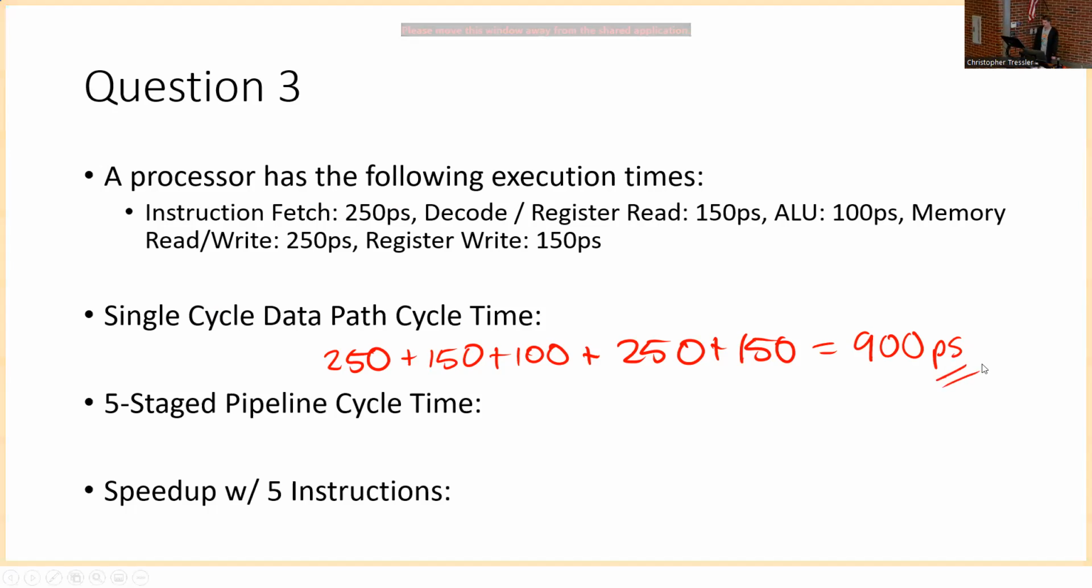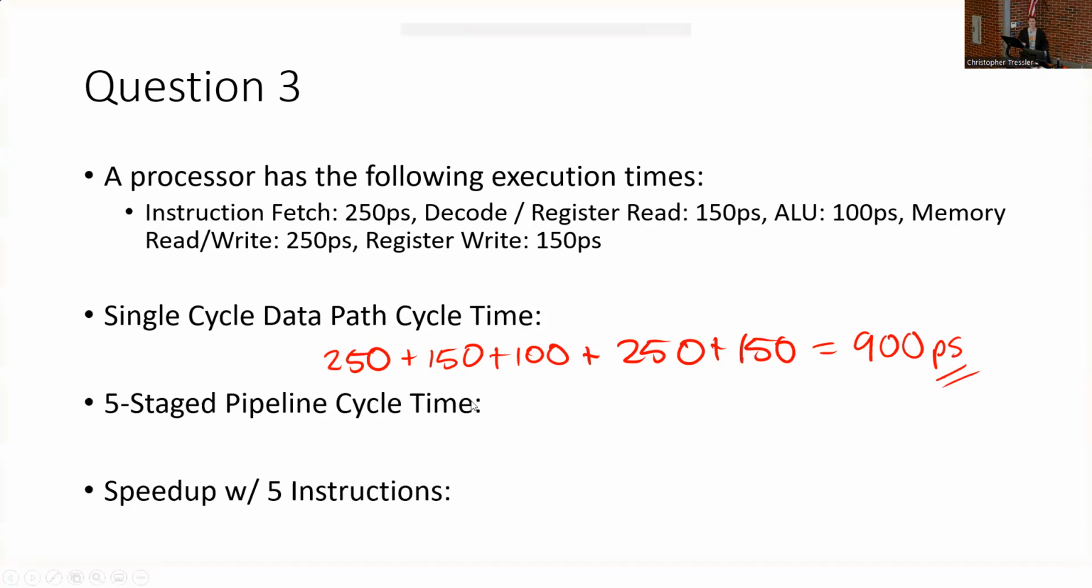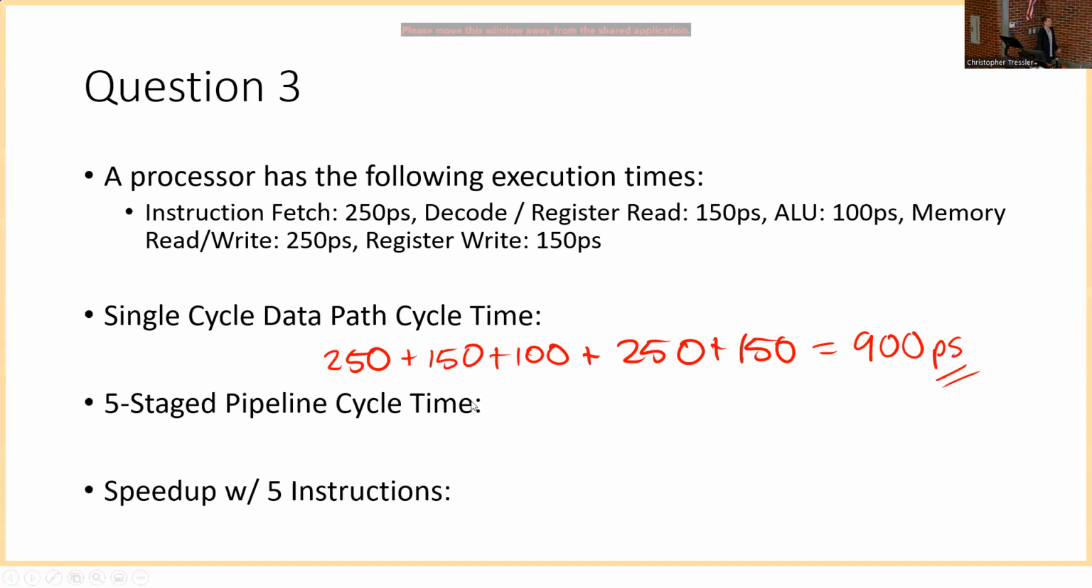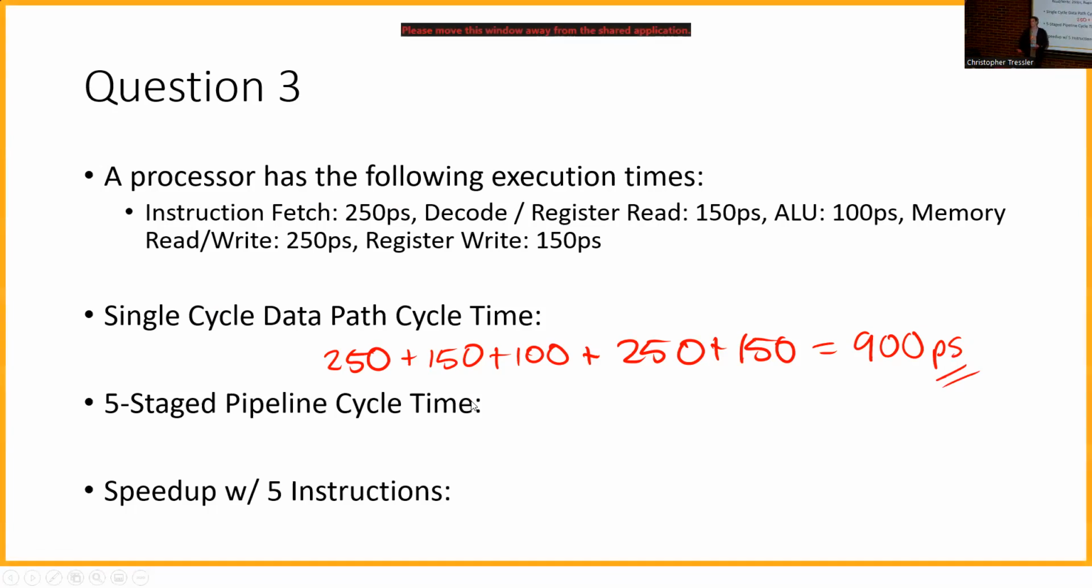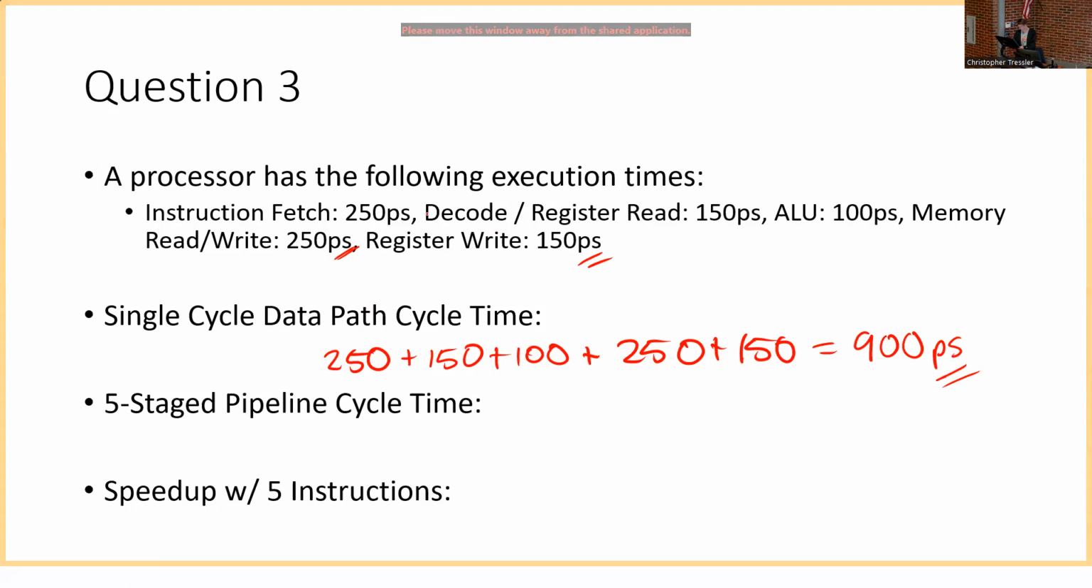Now for the pipeline, once one full instruction has gone through, we're going to complete an instruction every amount of time that is the length of one step. So we ask, what is our largest step? 150 is our current largest, then 250 is our largest, 250 is our largest. So 250 picoseconds is our largest step. When we get to cycle time, eventually we're going to be doing a cycle every 250 picoseconds.